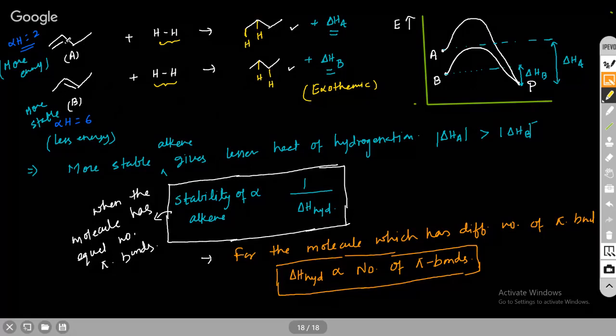So the pi bond, we know, is weaker than... the energy difference of the bonds matters: at the cost of one pi bond, we are getting one sigma bond which has lesser energy, right? The difference in energy of this pi bond and sigma bond will come out, and that's why it is an exothermic process. So if you have more pi bonds, more sigma bonds will form, more pi bonds will convert into sigma bonds, and that is why more energy is released in that process. Correct? Now, these two things you have to memorize: the stability of alkene, when we have an equal number of pi bonds, is inversely proportional to the heat of hydrogenation. When the number of pi bonds is different, the heat of hydrogenation will be directly proportional to the number of pi bonds present. Is it clear? Can you solve some questions now on this?